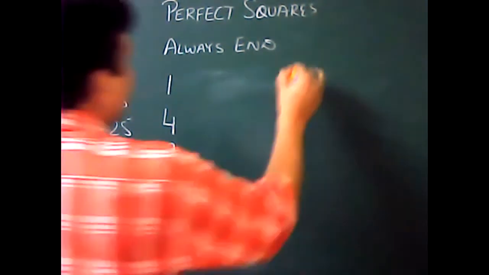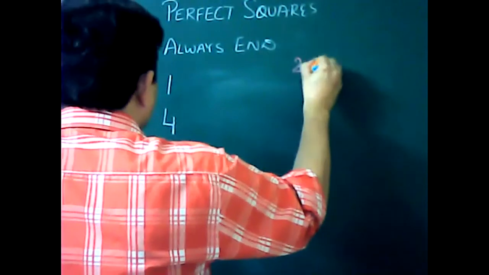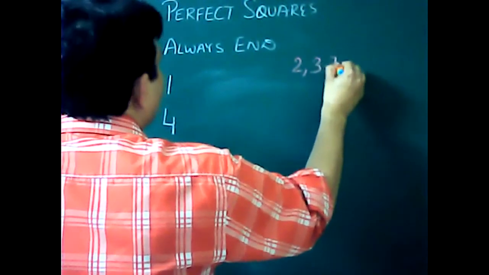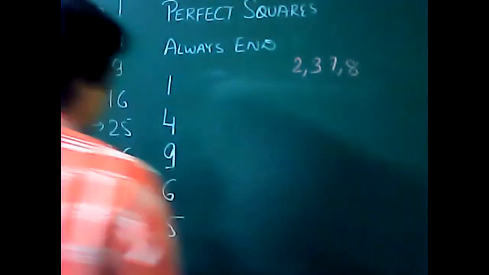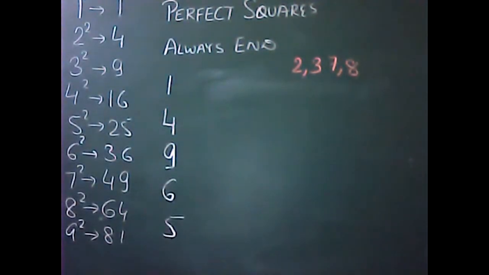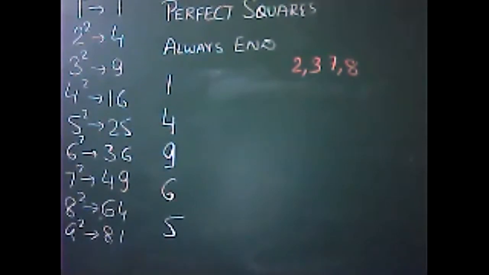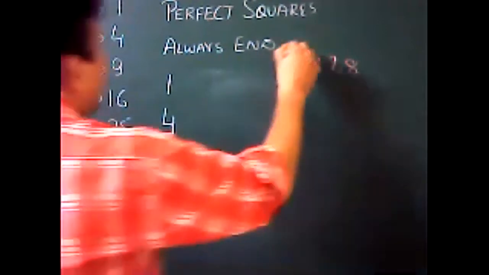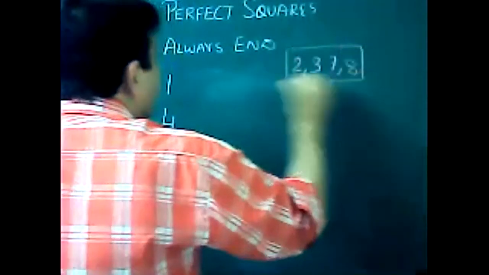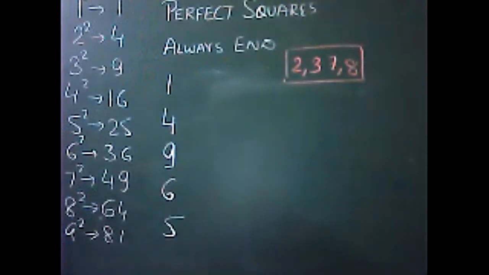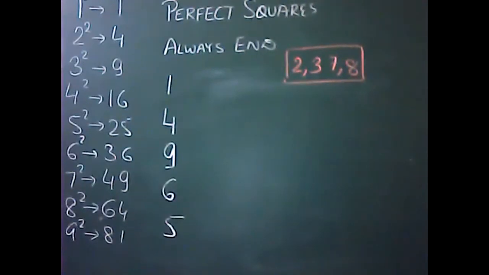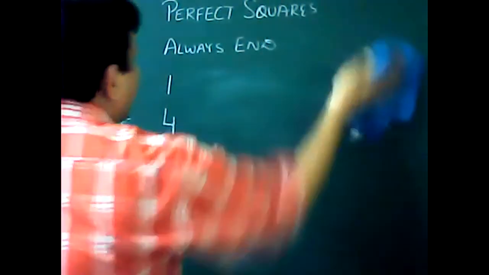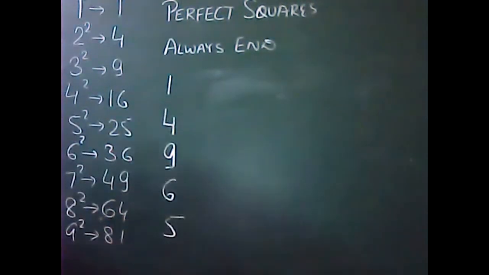It cannot end in 2, 3, 7, 8. If you find the units place as 2, 3, 7 or 8, you will simply say that the number is not a perfect square. Is it okay? Okay, we are concerned with only these numbers.